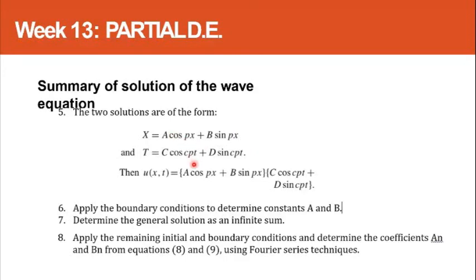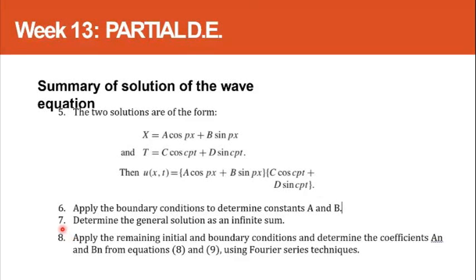And then after that, since again, the formula for u is x times t, right? That's why we have the formula u(x,t) is equal to A cosine px plus B sine px, which is our x part, and C cosine cpt plus D sine cpt, which is our t part. And after that, for number 6, apply the boundary conditions to determine constants A and B. Here are the values for A and B.